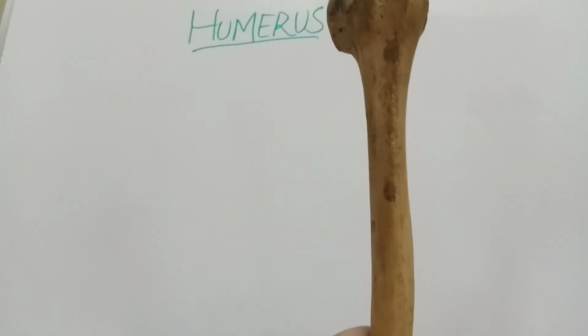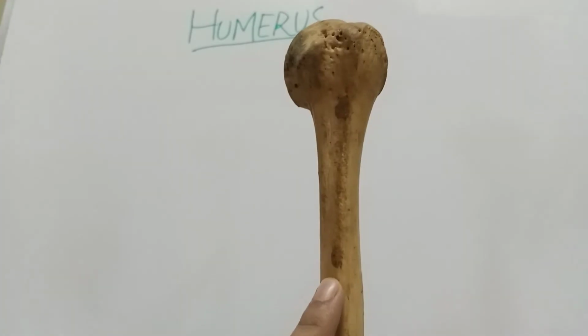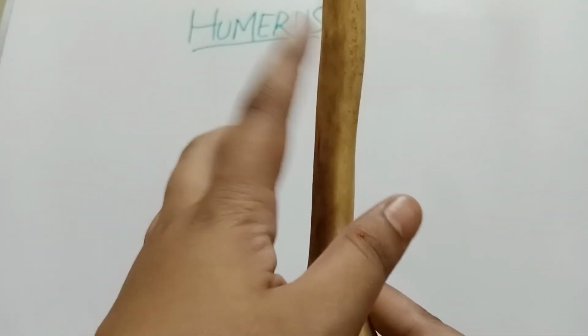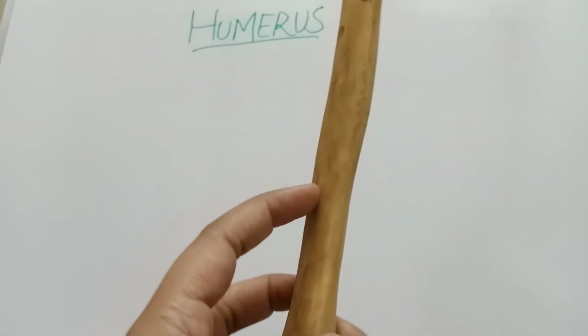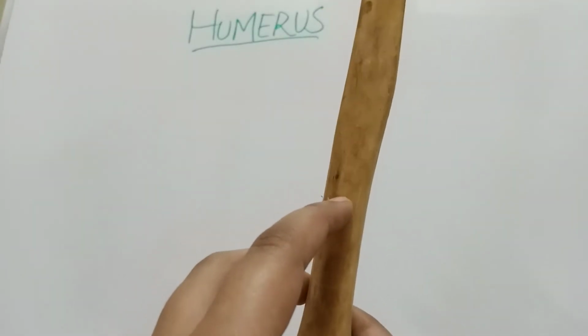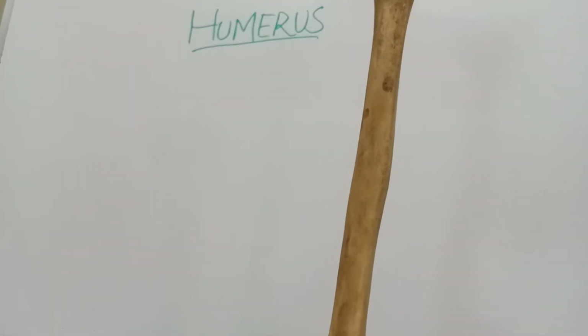The upper one third is narrow and it forms the floor of the bicipital groove. Below the middle of the anteromedial surface, there is a nutrient foramen. It is seen near the medial border. The nutrient foramen is present near the medial border below its middle part.